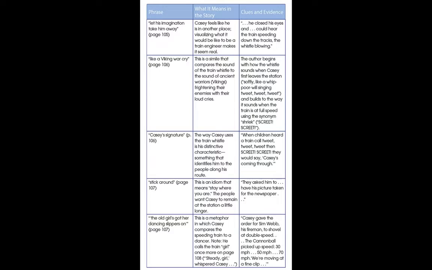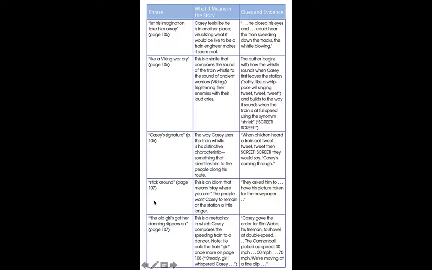Like we know that although you might not enjoy the Packers or love the Packers, you know about the Lambeau Leap. That is their signature. It's their move that they make when they score a touchdown. So Casey had his signature, and we know that we can look at the clues and evidence in the story. When the children heard a train called tweet, tweet, tweet, then screech, shriek, shriek, they would say Casey's coming through, because they knew that he was coming to town based off of his signature that he had.